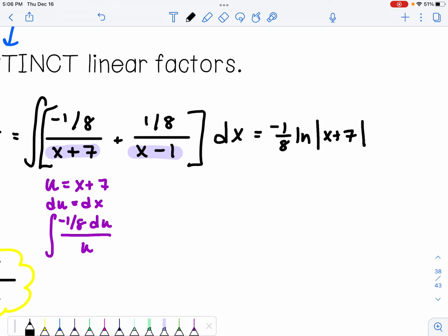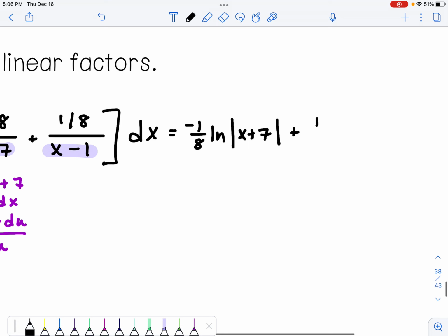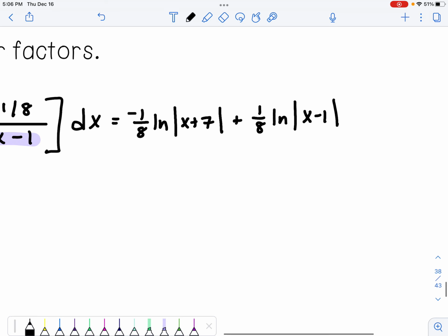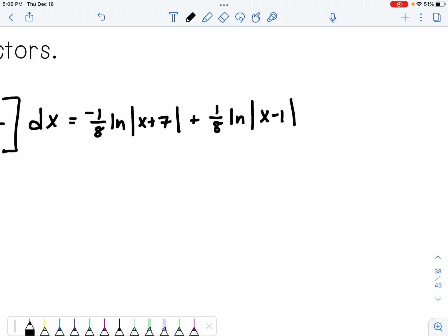We can just go ahead and do that because the derivative of the bottom is 1, so we don't really have to worry about anything. It's going to work the same way in the second part. So we're going to get plus 1/8 times the natural log of x minus 1. When you're doing partial fractions, you're going to end up with a lot of natural log portions. And then we're going to add on our constant, our plus C.